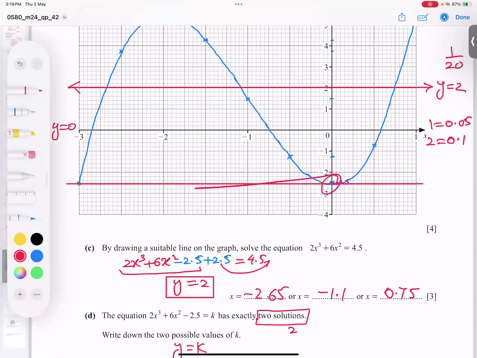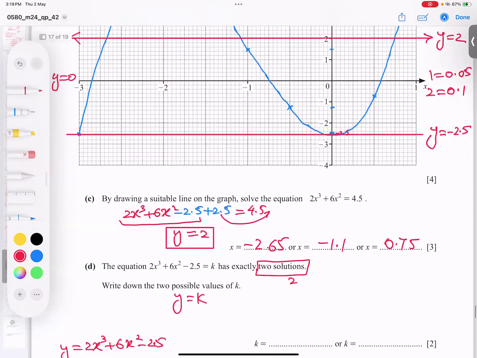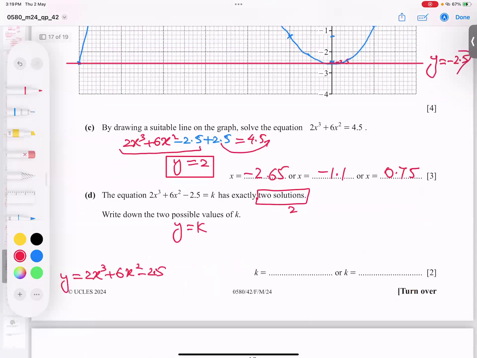So here touch and here cut. It has two solutions. And what equation of line? Y equal to negative 2.5. So for the first answer, I'm getting here. So this number is for k. So negative 2.5 is the k value.